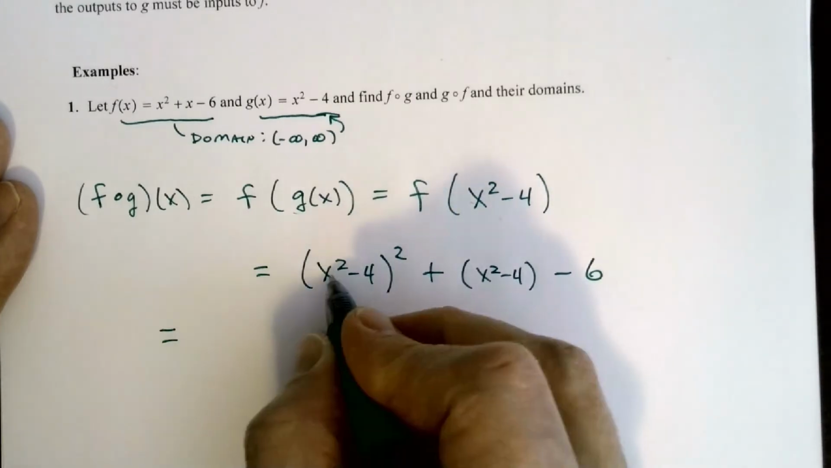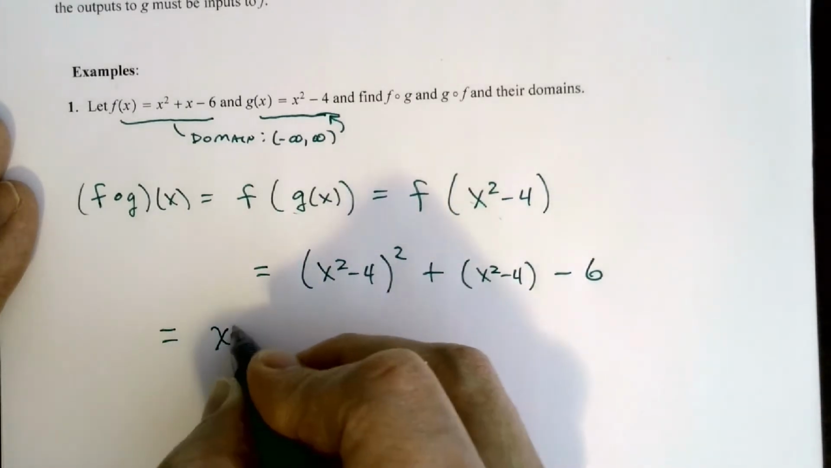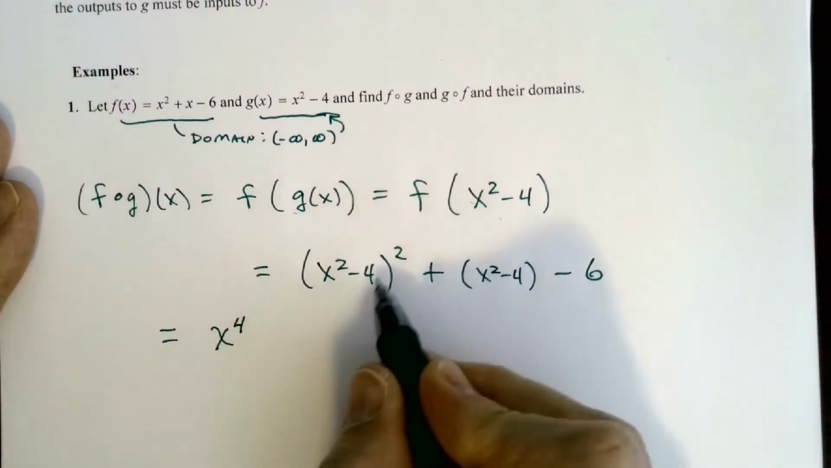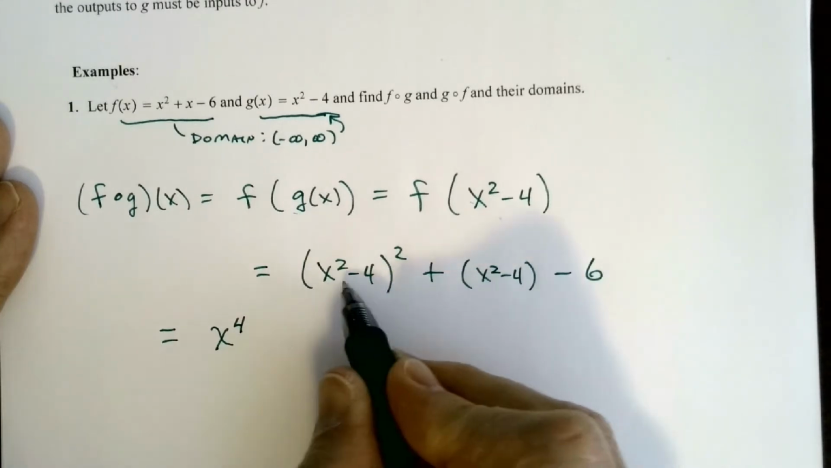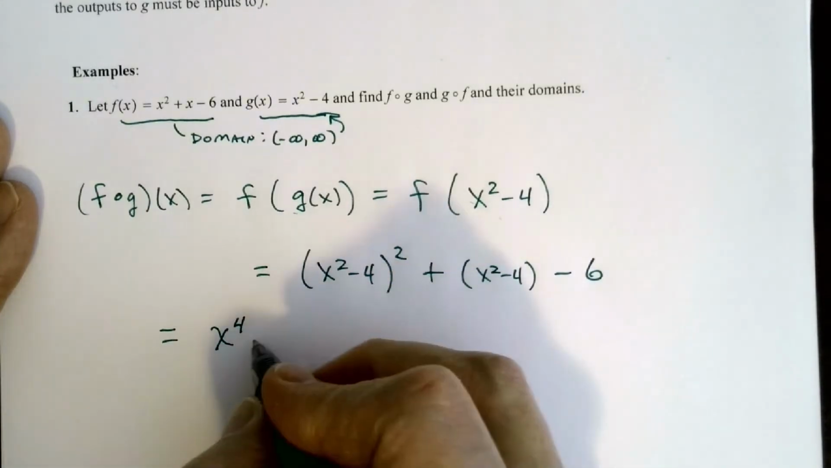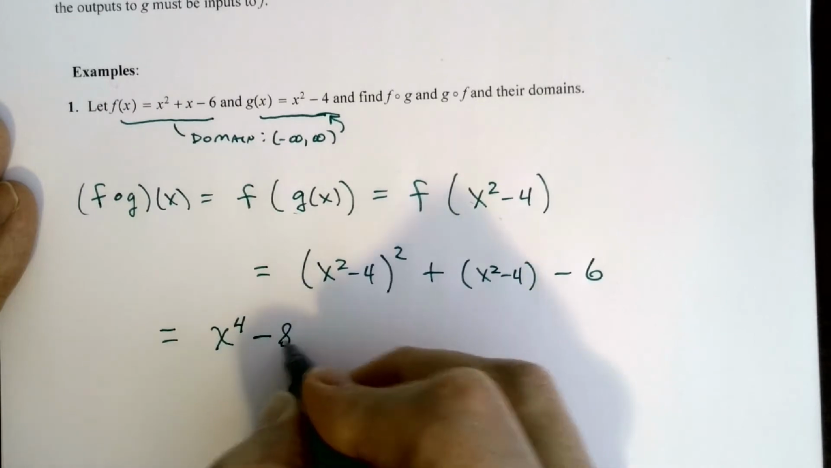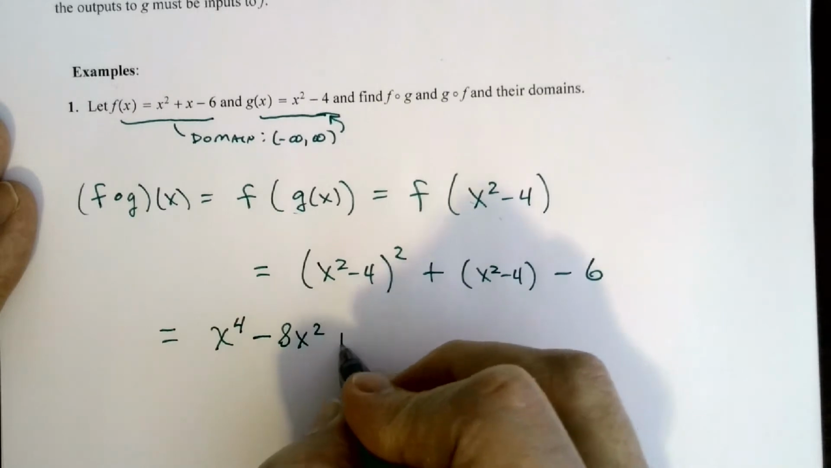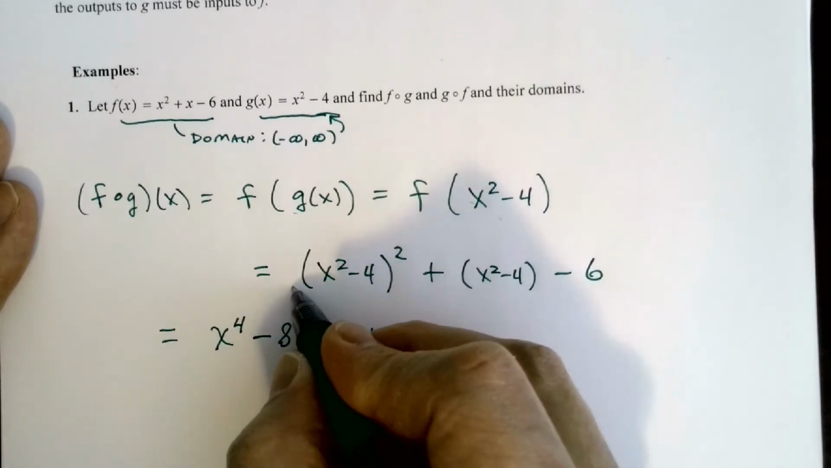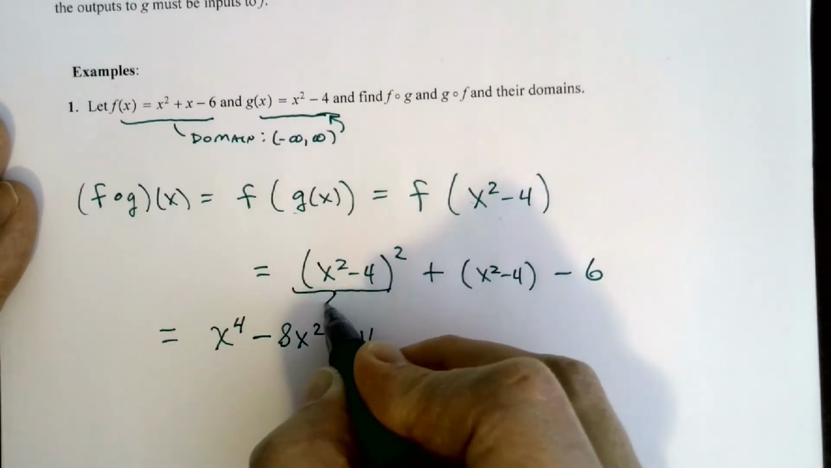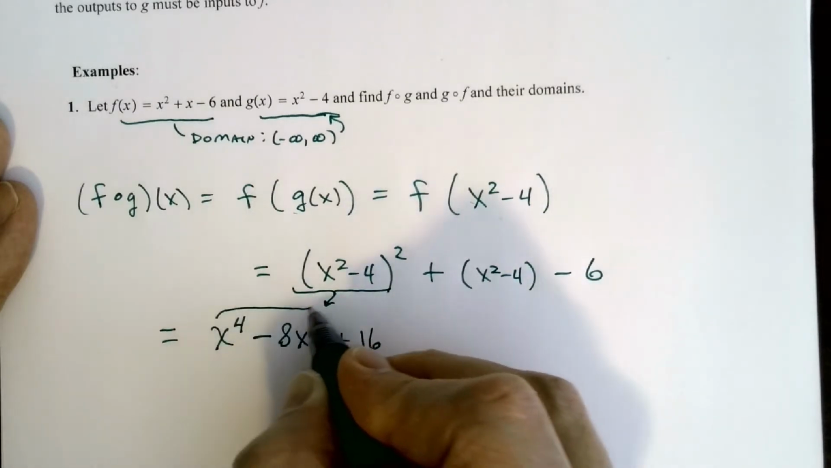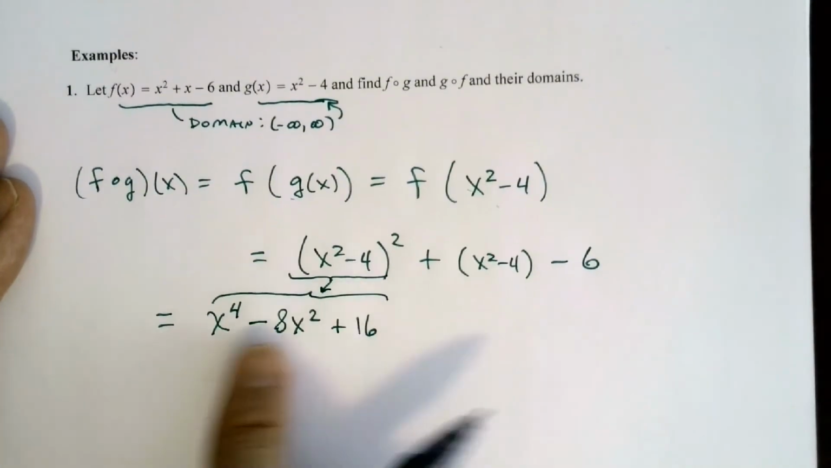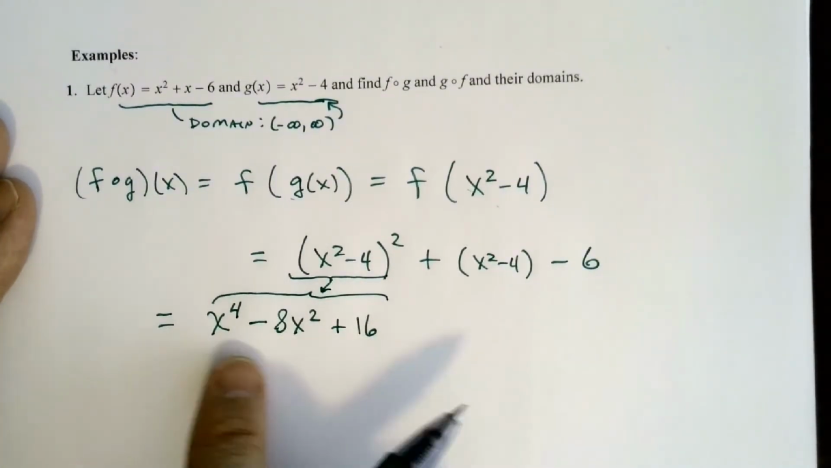You have to FOIL. First times first will be x squared times x squared, or x to the 4th. The inner and outer terms will be negative 4x squared, and there'll be two of them, so negative 4x squared and negative 4x squared is negative 8x squared. And then the last is negative 4 times negative 4, which is positive 16. So please let me know if you're having trouble with this. This is how we expand that, and this is where a lot of the algebra comes in. If you've had some trouble with it in the past, you're going to have to clean these things up.